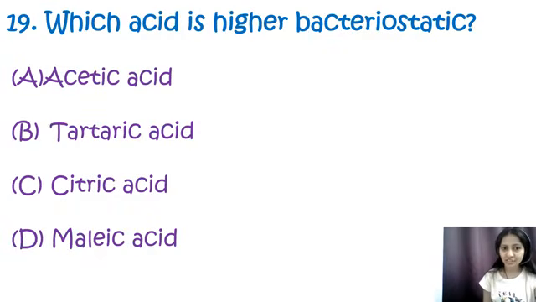So question number 19. Which acid will have higher bacteriostatic effect? So options are A, acetic acid, tartaric acid, citric acid, and malic acid. So my correct option over here is A, that is acetic acid. At a given pH, acetic acid will have a higher bacteriostatic effect because under comparable conditions of acidity, it is less dissociated than citric acid, tartaric acid, and malic acid. That is why acetic acid will show a higher bacteriostatic effect. So option number A is correct.